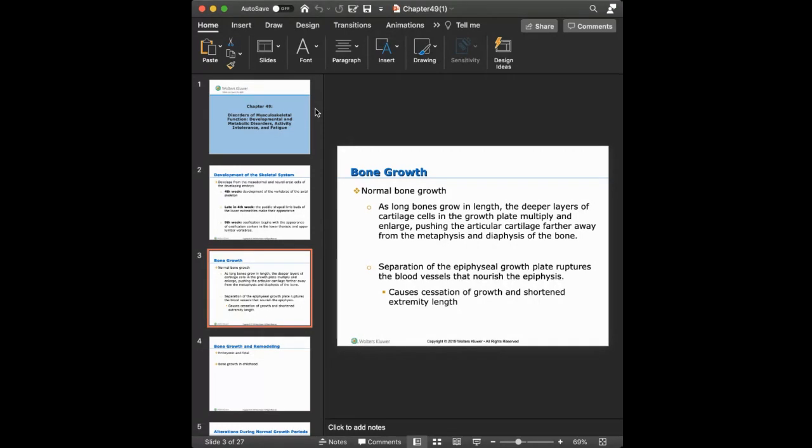the blood vessels that nourish those growth plates. So if you have trauma of the bone and it cracks the growth plate while you're still of age to be growing, for those long bones to grow, it can cause the bones to stop growing.